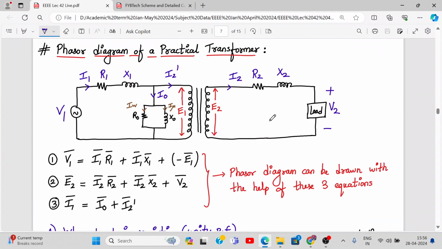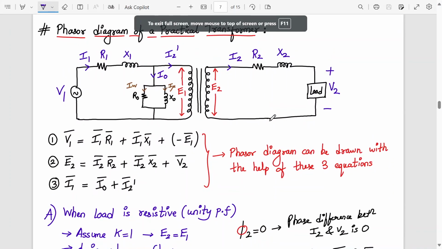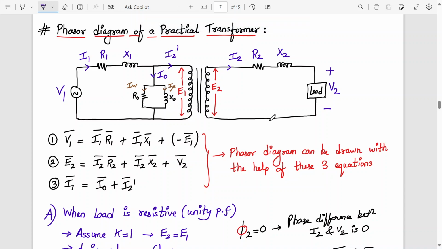So, hello everyone. We will be continuing with the topic of phasor diagram for a practical transformer. Last time we did not consider R1, X1, R2, X2 while drawing the phasor diagram, and this time we are going to start with the phasor diagram for a practical transformer.